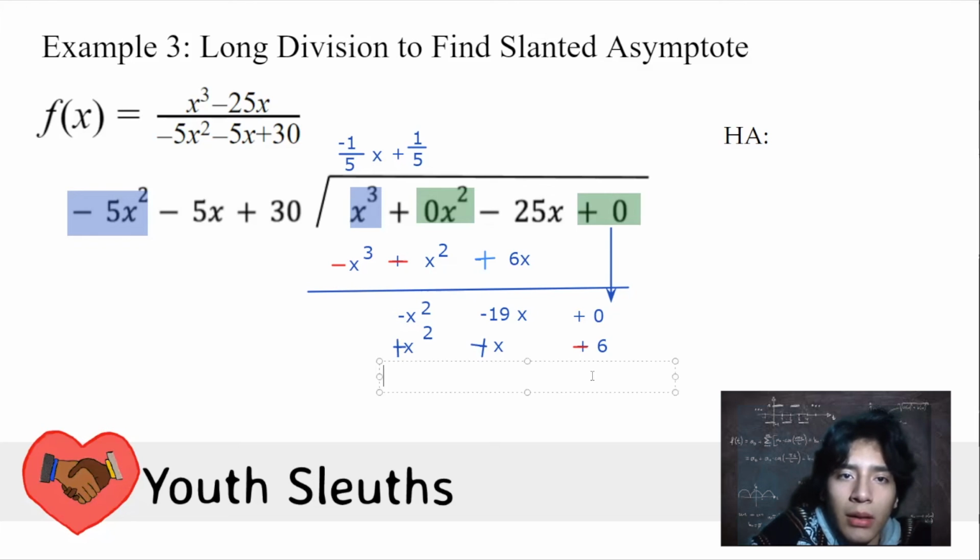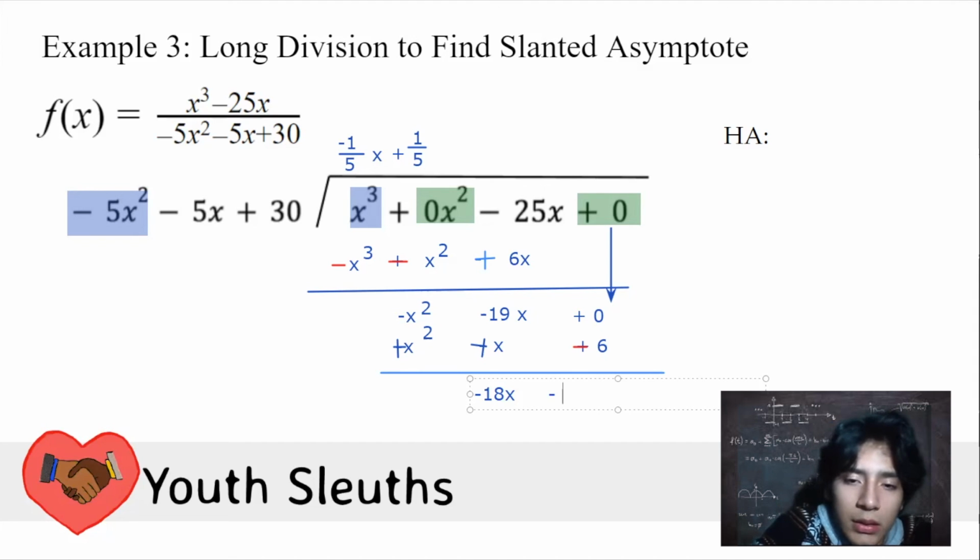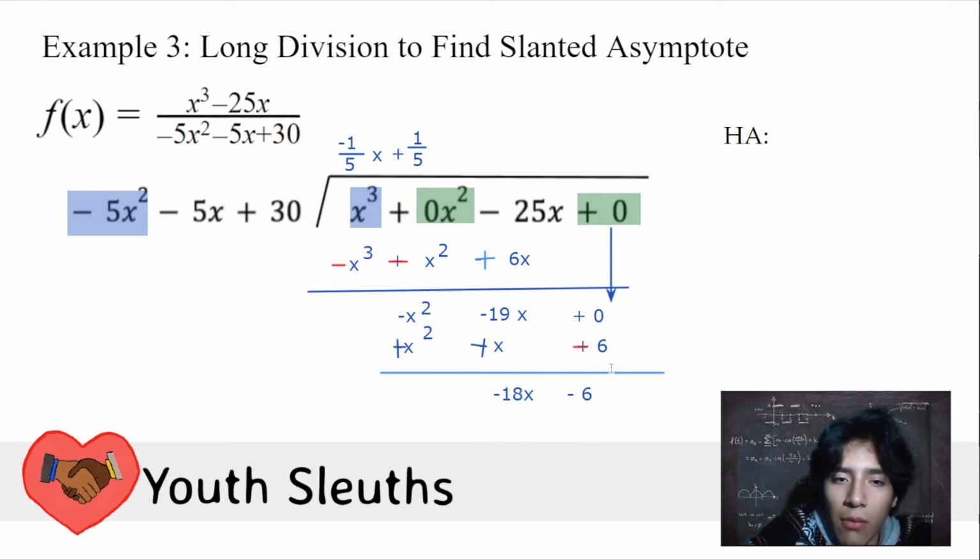And then we can combine. Oh, sorry. Combine. And that leaves us with negative 18x minus 6. And now we can't divide anymore because our degree in our divisor is bigger than our degree in our dividend.